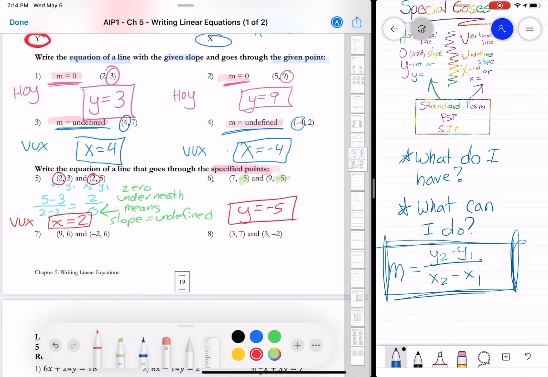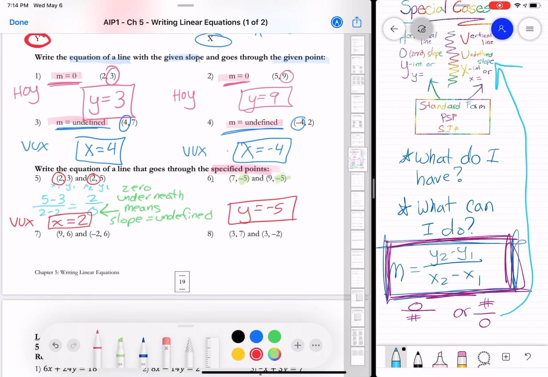I'm going to give you the next 2 answers. Again, make sure you solve for slope. Take this step. I'm going to highlight it again in purple. Take this step, solve for slope. See if you get 0 over a number or you get a number over 0. If it's a number over 0, it is a Vux, right? Because you can't actually divide by 0. If it is a 0 over number, it is a Hoy because you're just going to get 0 as a number. This simplifies to 0. This simplifies to undefined.